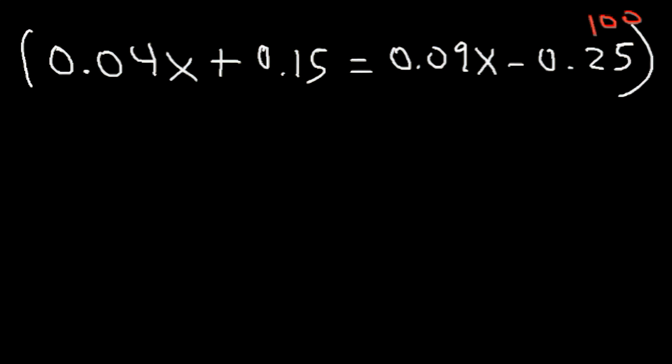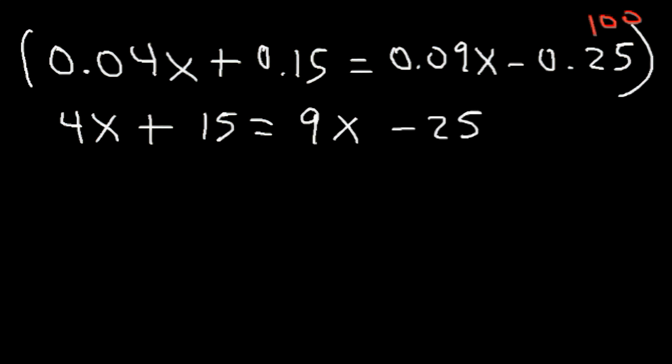0.04x times 100, you simply need to move the decimal 2 units to the right. So it's going to be 4x. 0.15 times 100 is 15. 0.09x times 100 is 9x. 0.25 times 100 is 25. So now let's subtract 4x from both sides, and simultaneously let's add 25 to both sides.